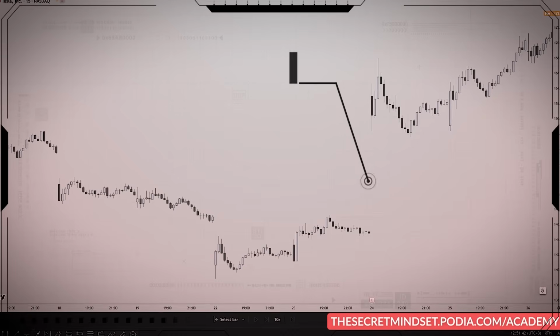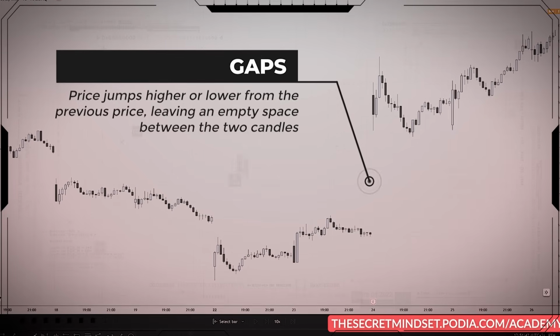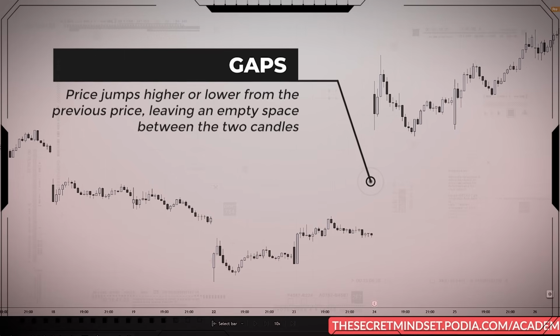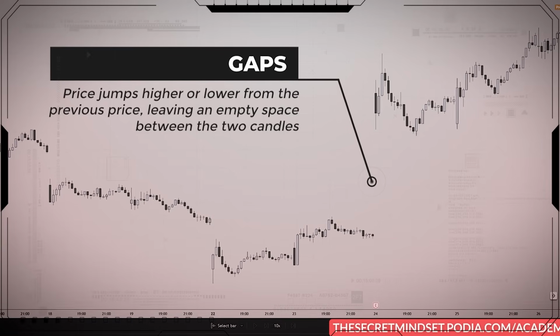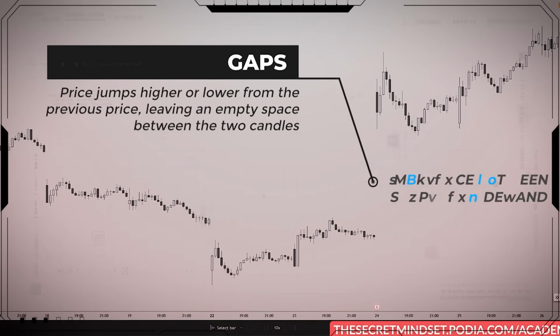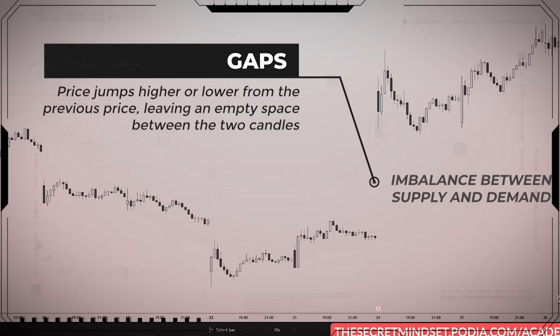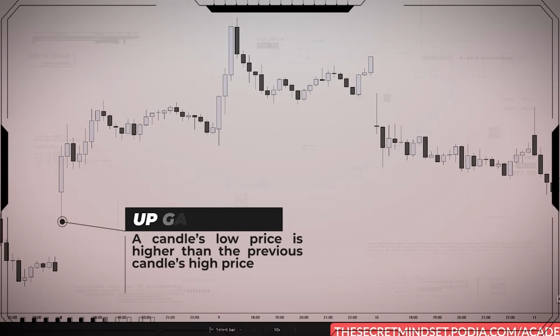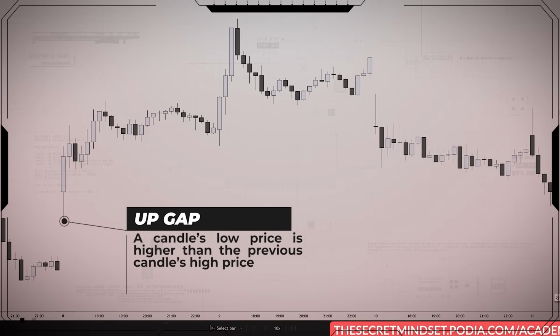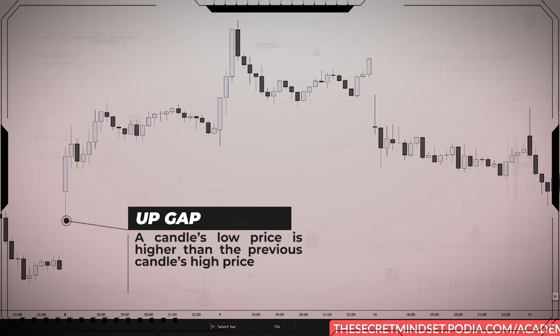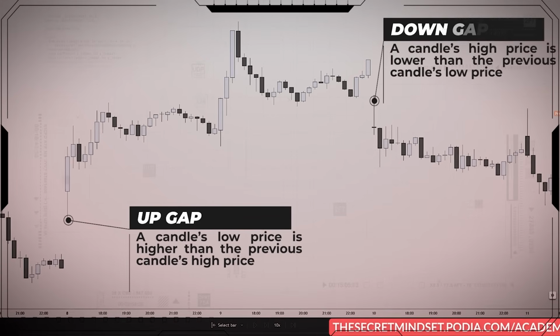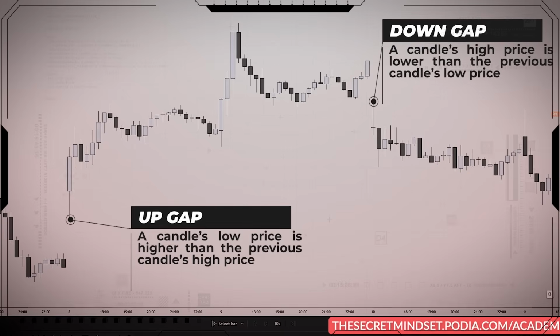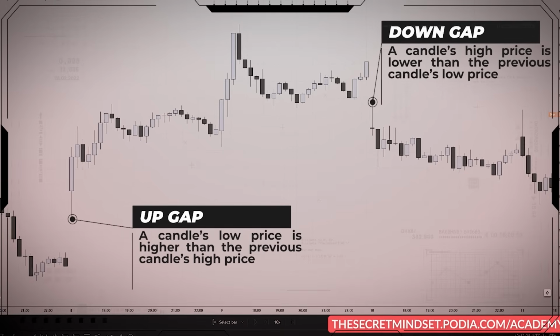A gap happens when the price jumps higher or lower from the previous price, leaving an empty space between the 2 prices. This happens because of an imbalance between supply and demand. An up gap forms when a candle's low price is higher than the previous candle's high price. A down gap is the opposite: the high price is lower than the previous low price.